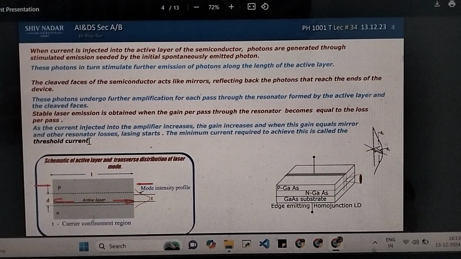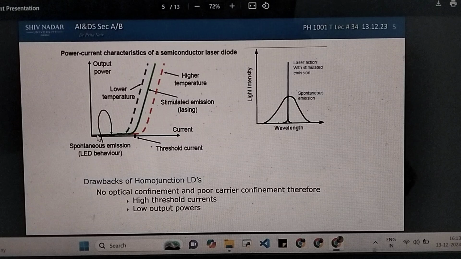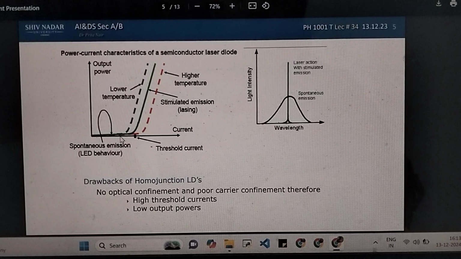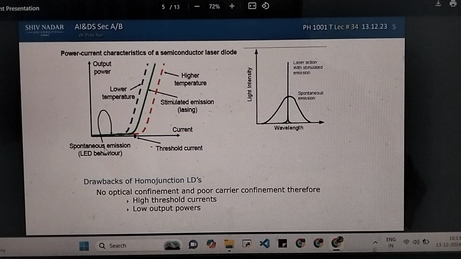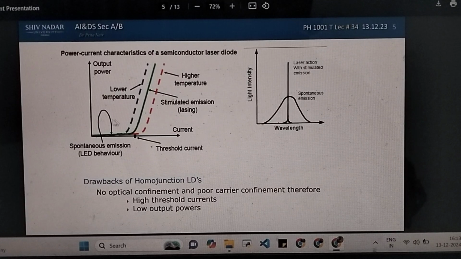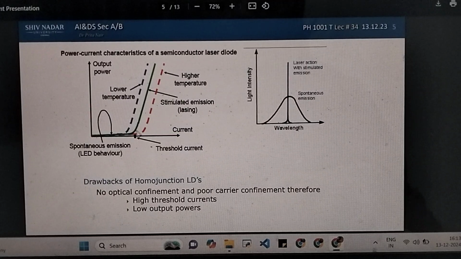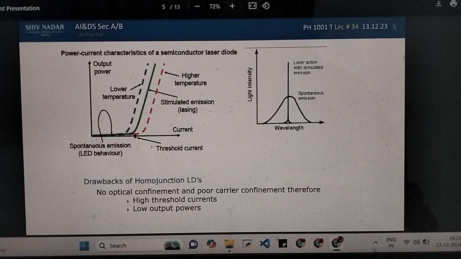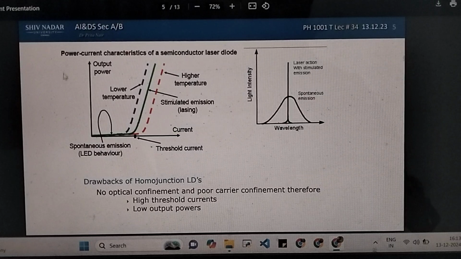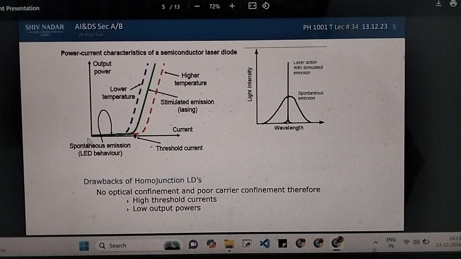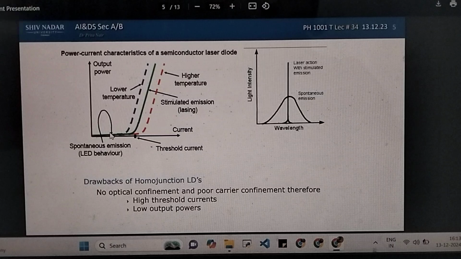So we will look at a graph to understand this. You start providing current. Initially there is only spontaneous emission. The recombination happens of electrons and holes in the junction region. Because of that, photons are given out. That is only happening as you keep providing current. This is the amount of current on the x-axis and the output power on the y-axis. So as long as spontaneous emission is happening, you don't have much power.